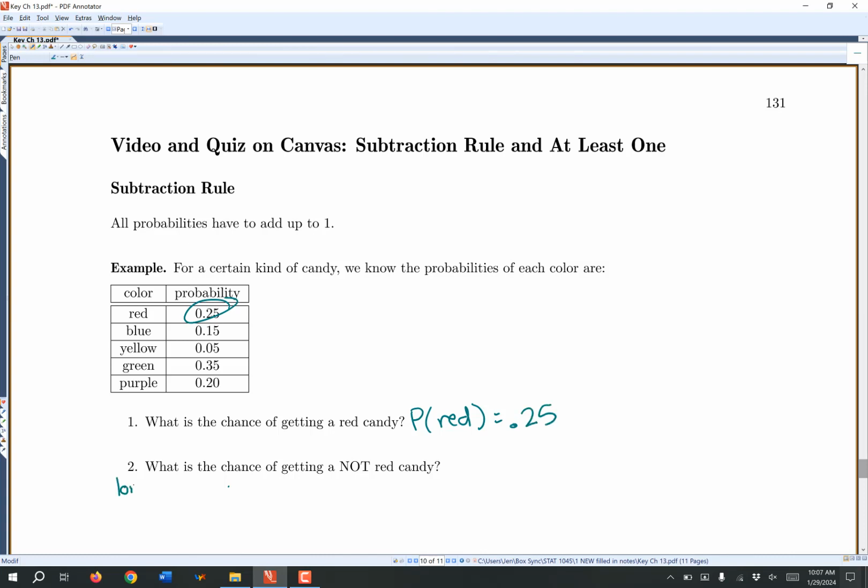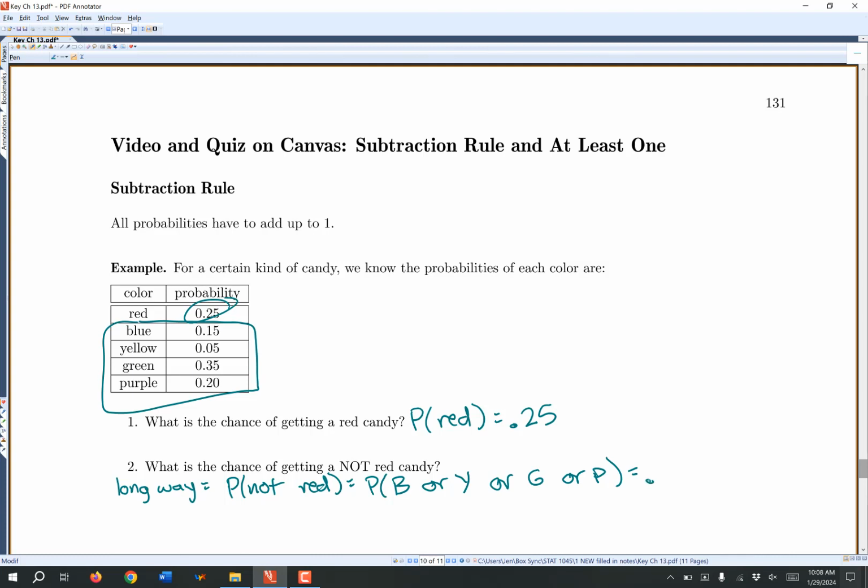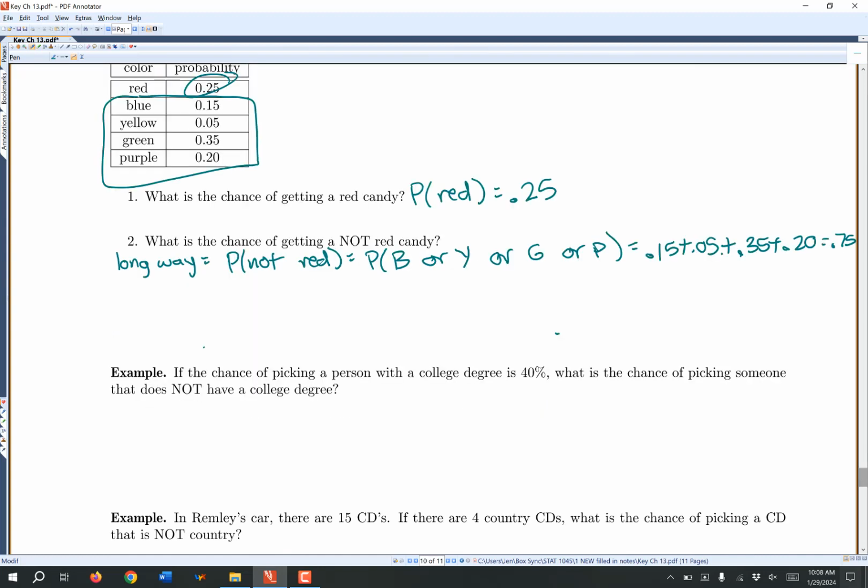There are 2 ways you could do this. Let's do the long way first, which is to list out everything that is not red. So the probability of not red would be the probability of blue or yellow or green or purple. For ORs, we just add up our probabilities. So 0.15 plus 0.05 plus 0.35 plus 0.20 gives me 0.75. That's kind of a long way, and that was with only 4 other options.